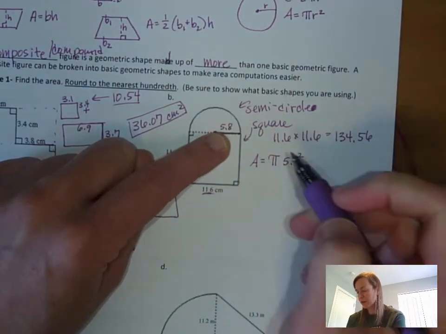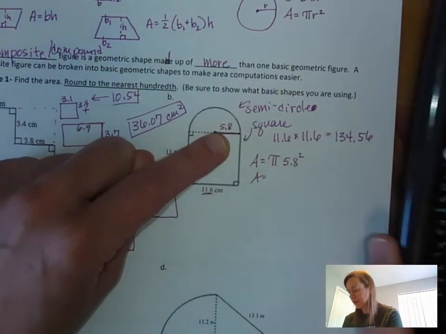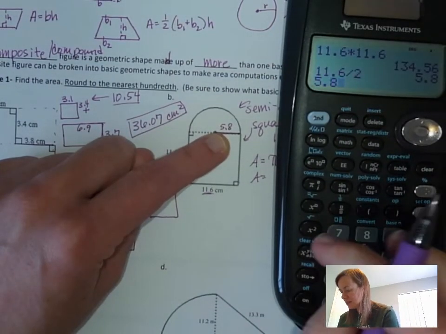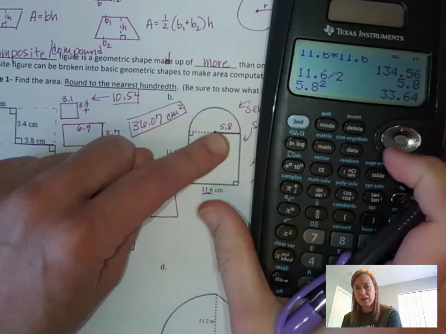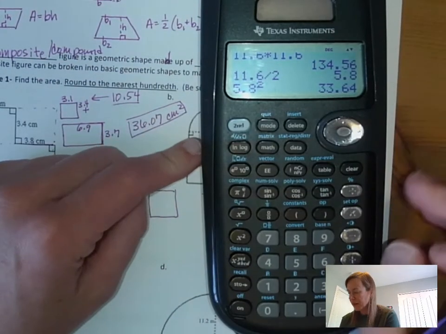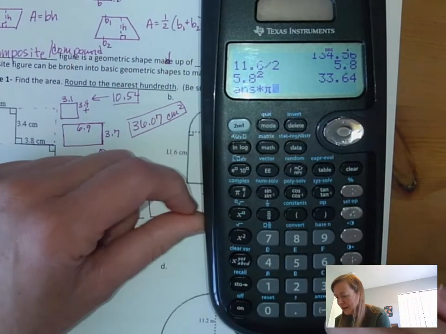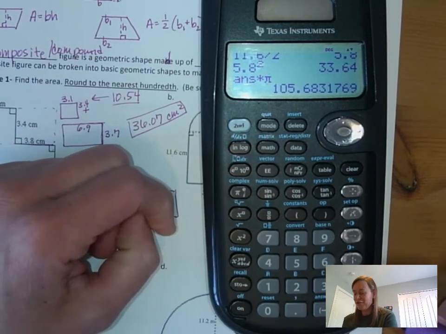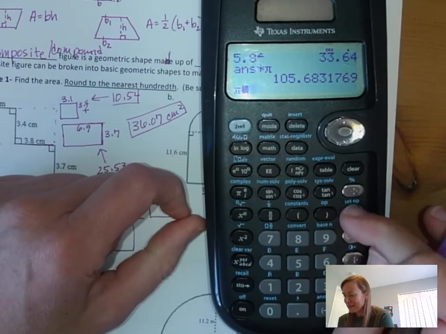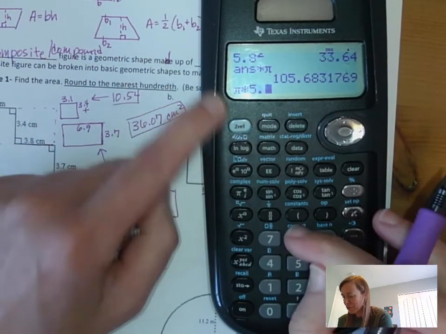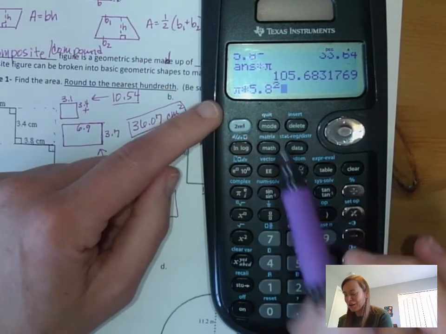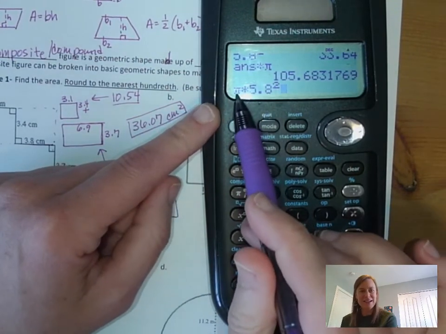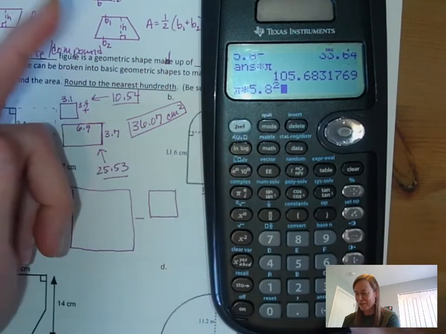Pi r squared. Okay, what does that equal for the whole area? Let's do 5.8 squared. You get 33.64. And I'm just going to multiply that by pi. Now, I don't know why I do those numbers backwards. It's like an old habit for me or something. If you want to do pi times 5.8 squared, that's more like the order we had it written down in, right? Pi r squared. It'll give you the same thing.